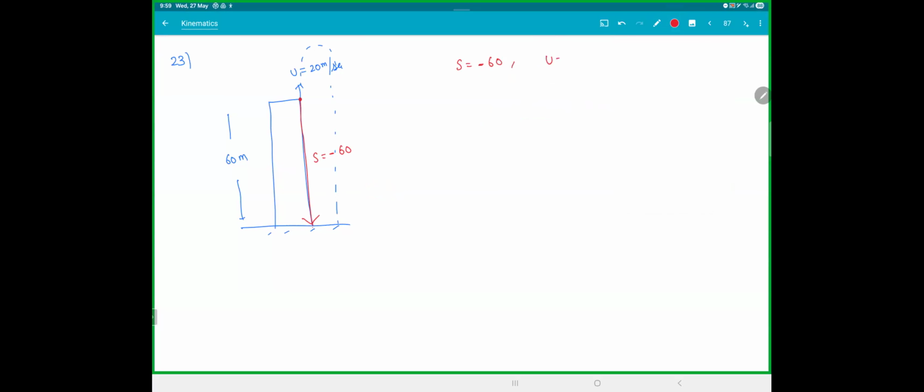S is minus 60. U is plus 20. Up is positive, down is negative. A is minus 10. You want to find time. You want to find speed. See which equation you need to use. S is ut plus half at square. S is minus 60, U is 20, t minus half g, 10 t square. This will be t square minus 4t minus 12, I guess.